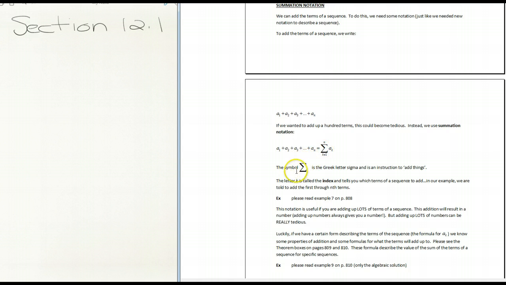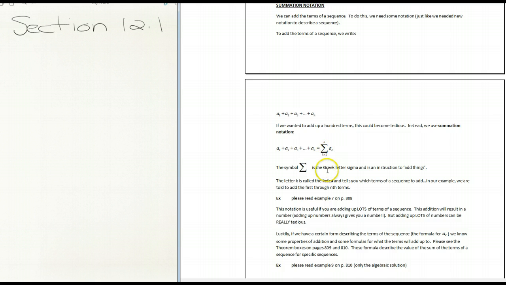The symbol, this big E thing, this is actually the Greek letter sigma, and it's an instruction to add things up, right? Add some stuff. Okay, it means add in mathematics. And what are we actually adding? Well, the thing that's written here to the right, that is the stuff we are adding, right? It says add up the terms of the sequence. I know it says AK instead of A1 or AN or all those kinds of things.